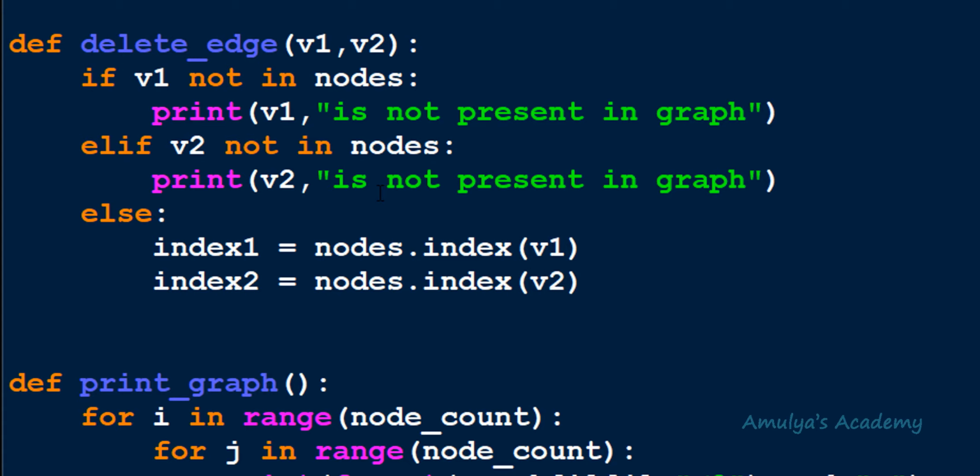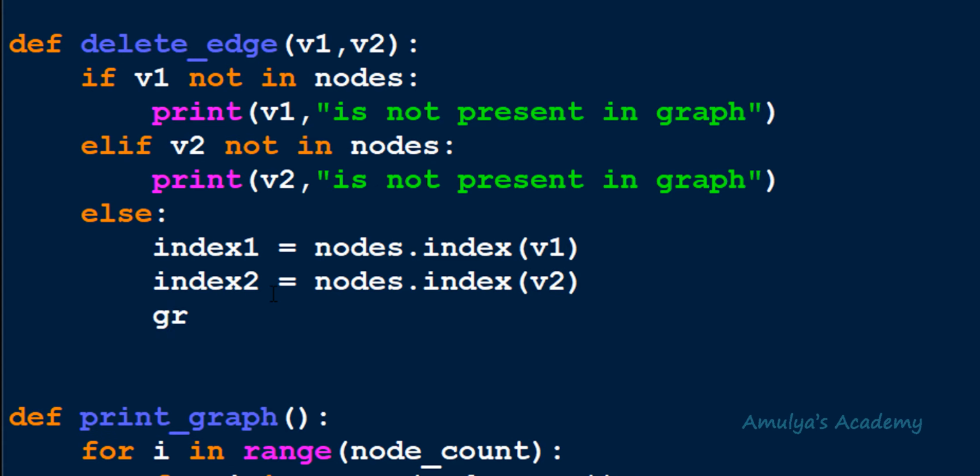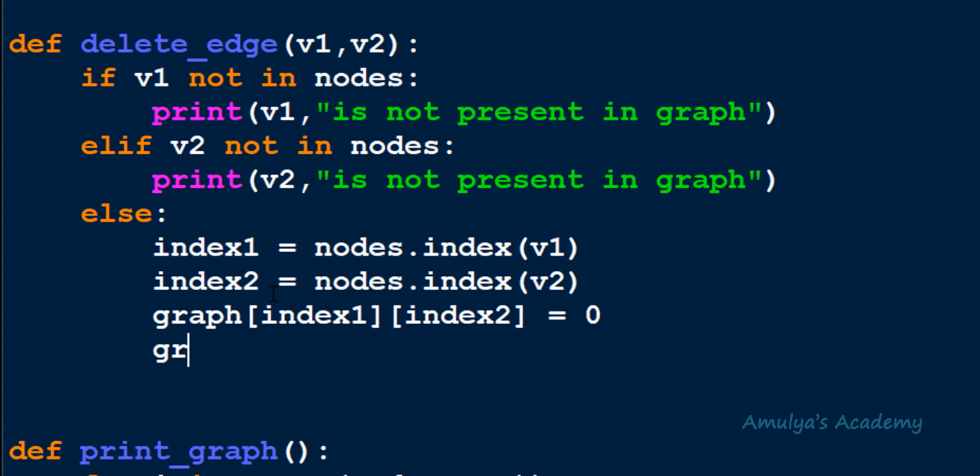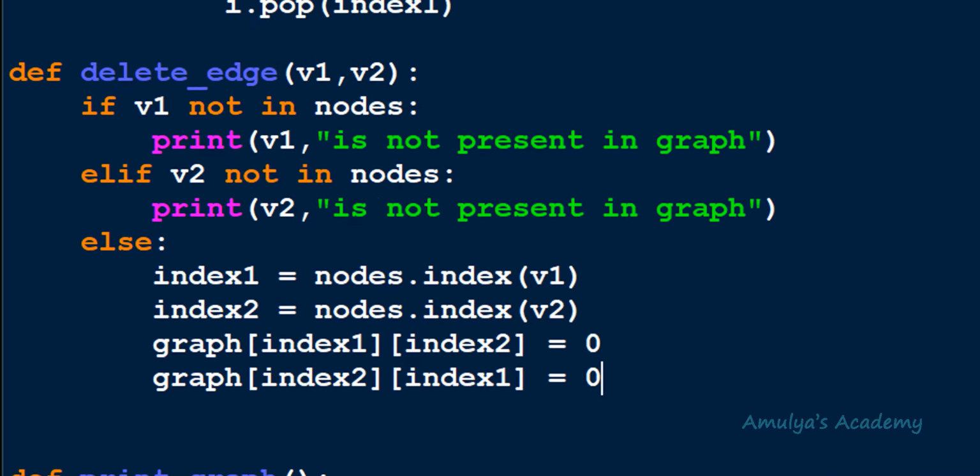First, find the index of v1 and v2. Next, you can take graph of index 1, that is the index of v1. Next, index of v2 equal to 0. Make this value as 0, as well as graph of index 2 and index 1. Make this value as 0. Now we are done. This is for undirected graph. Okay, it can be weighted or unweighted.